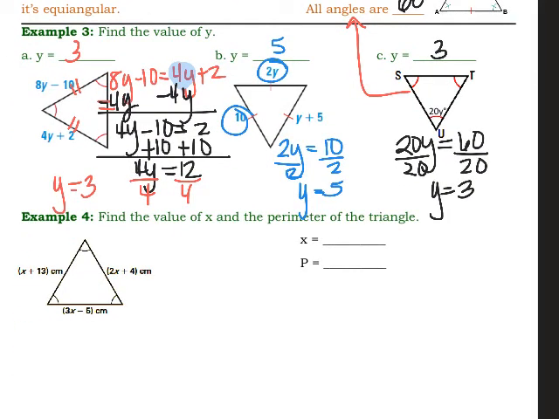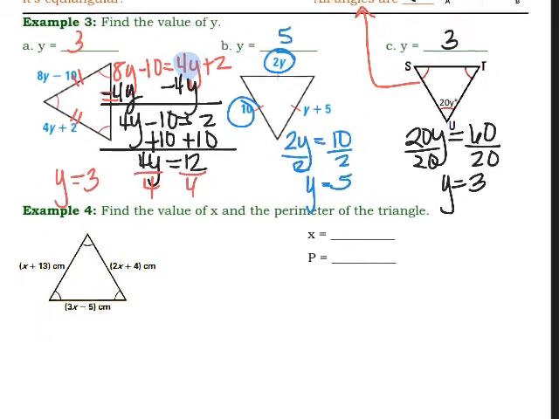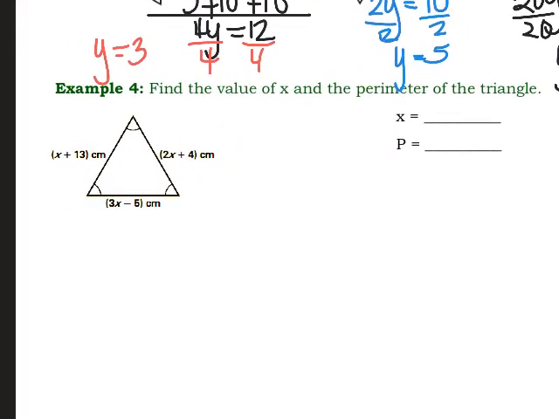All right, last one. Find the value of x, and the perimeter of the triangle. Well, I need y'all to look at the triangle. How many equal angles are there? 3. So if all 3 angles are equal, what do we know about all the sides? They're equal. Good. So you're going to pick 2, just like we did above. And your first step is to solve for x. I know those 2 are equal, so we're going to set them equal to each other.